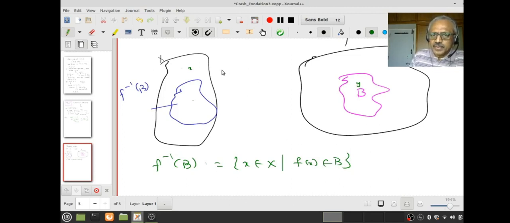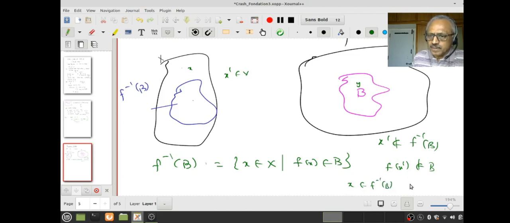So when I give a point, let us say x dash in X, when I say x dash is not in f inverse b, what does that mean? That means f(x dash) is not in b. That's it. And x is in f inverse b, what does that mean? It means f(x) is in b. Do you follow that? Please go through that. Internalize that. You should not just treat it as a statement. You should begin to imagine.